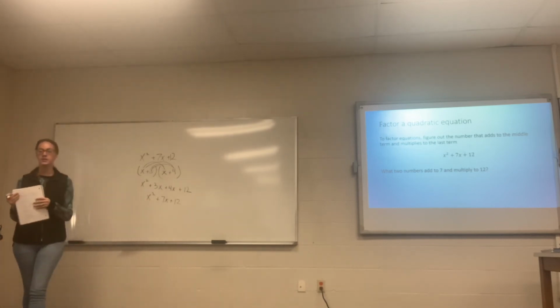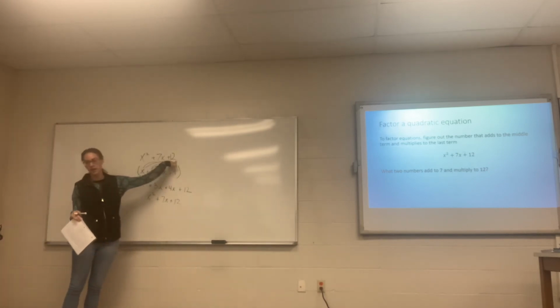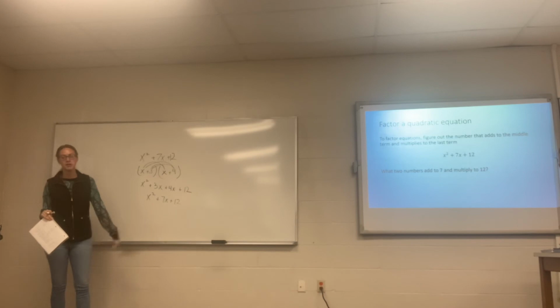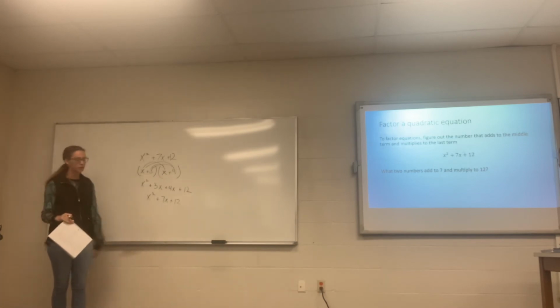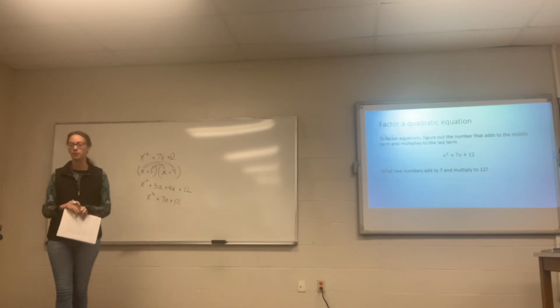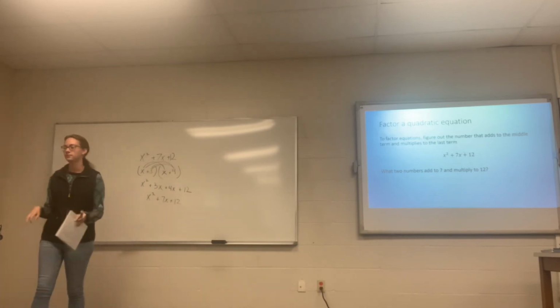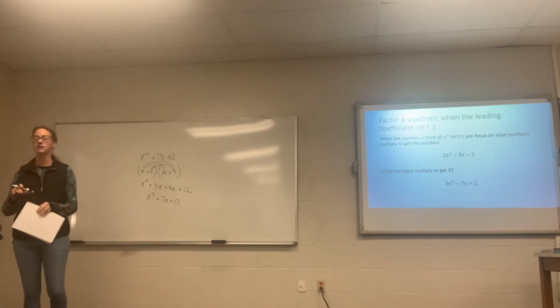So basically with factoring, you always think what two numbers multiply to your last term, but add to your middle term. And then once you figure that out, you can plug them in and check it, okay? Any questions on this first example? All right, let's go ahead and move on to that next slide.